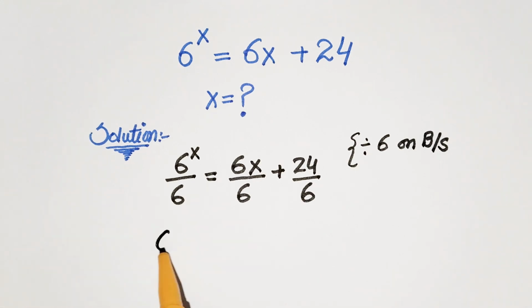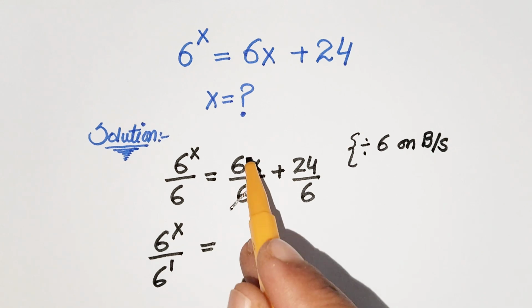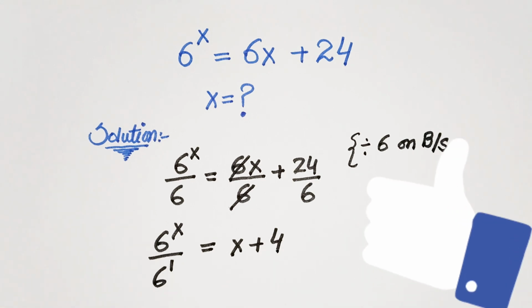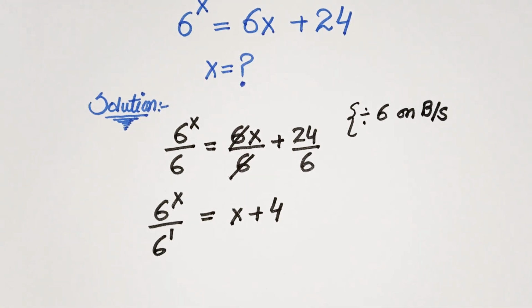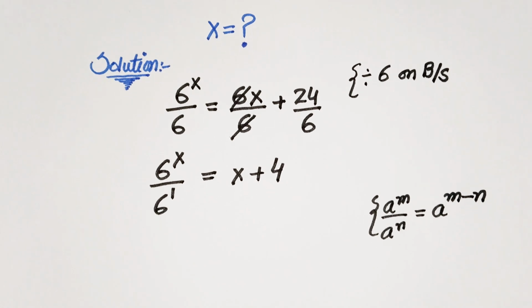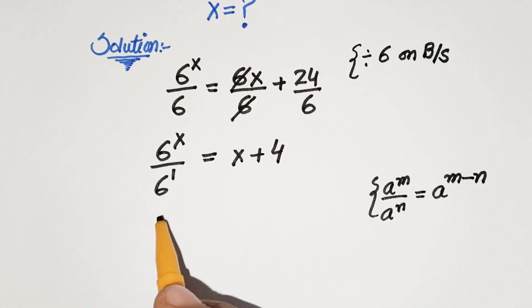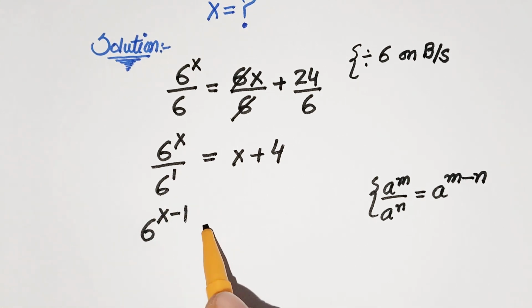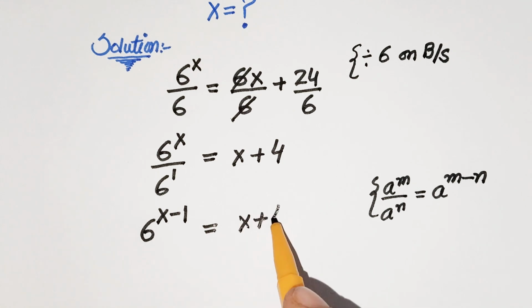Now here 6 to the power x over 6 to the power 1. On the right, 6 times x, we cancel 6 with 6, we get x, plus 6 4s are 24, so we write x plus 4. Now here we use the exponential law: as we know, if we have a raised to power m over a raised to power n, it is equal to a raised to the power m minus n. So our left hand side will be 6 to the power x minus 1, which is equal to x plus 4.